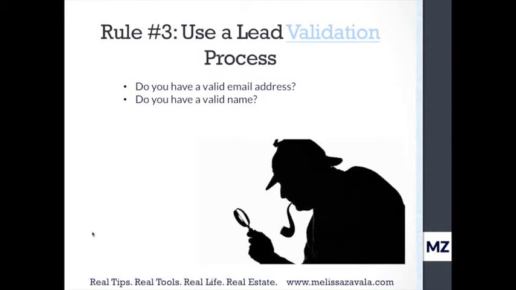Do you have a valid name? You could get an email address and no name. You don't know if you have a valid phone number, and it would be ideal to have a mailing address, because then you could go look on the MLS or in public records and see if they're a tenant at that address or an owner. So you can have more information about what their background is and what they want. Having a good lead validation process is key, and taking the time to do that is crucial.